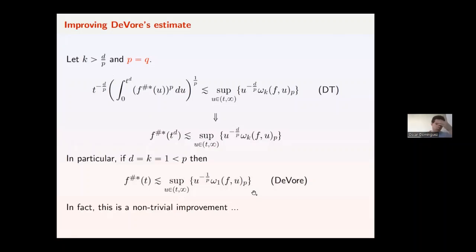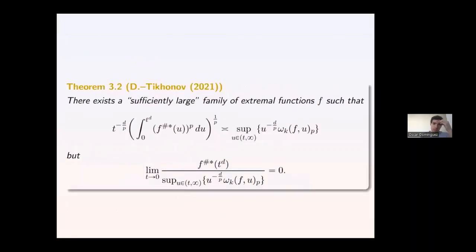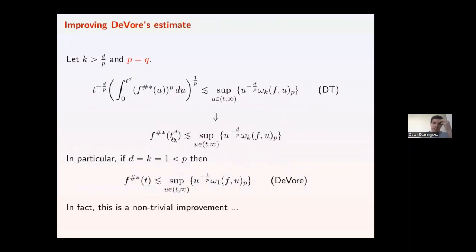But we can go further, and we can assert that this inequality is a non-trivial improvement of the Debord inequality. Let me make this assertion more precise in the following theorem. We are able to construct a sufficiently large family of extremal functions such that we get equivalence in our inequality, but however, working with the Debord inequality, the left-hand side is far away from the right-hand side.